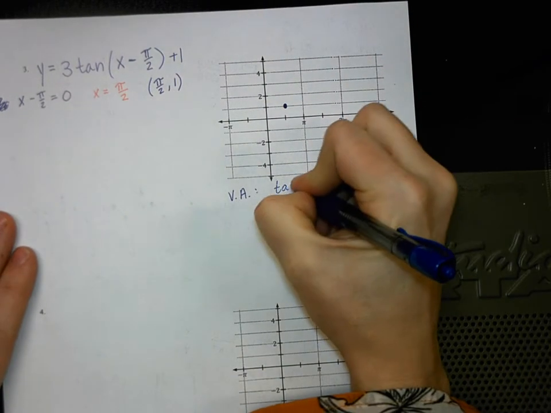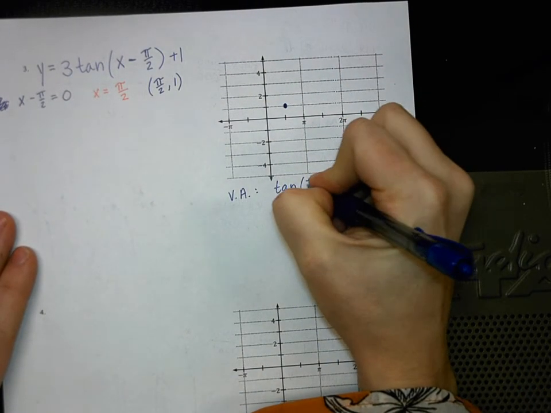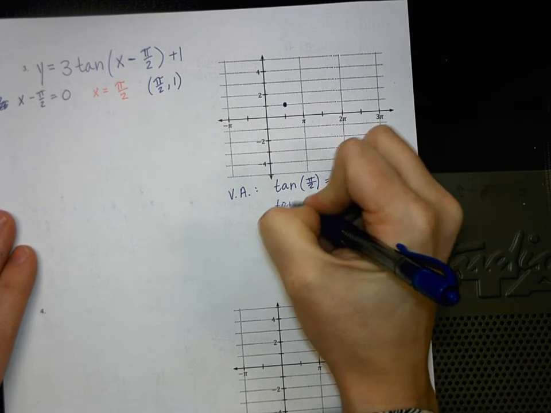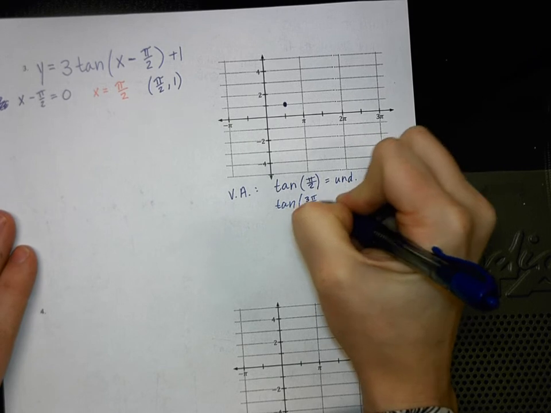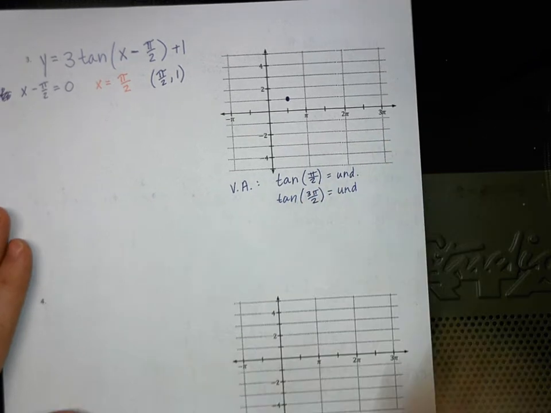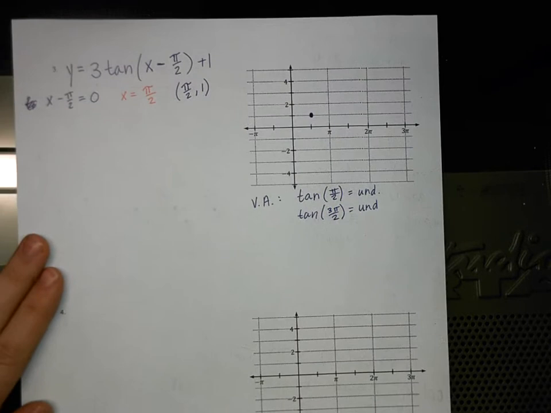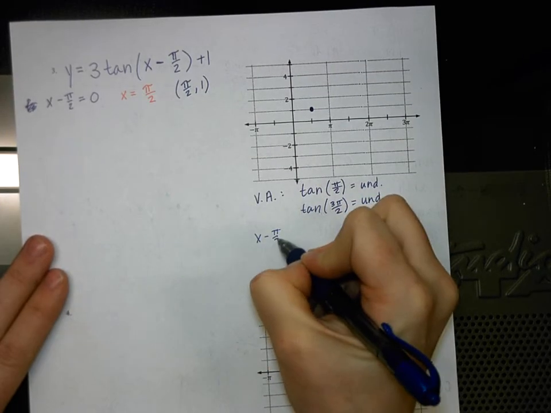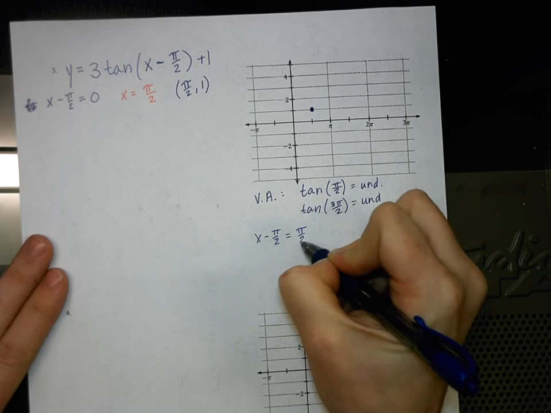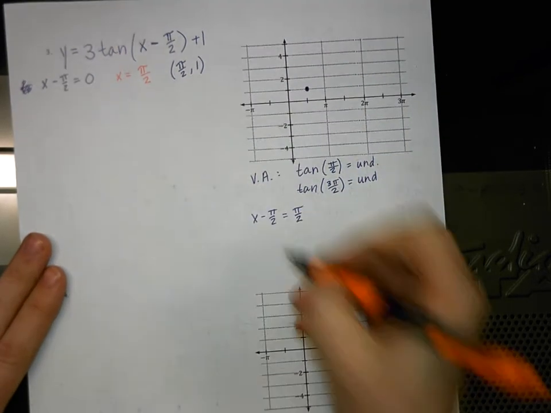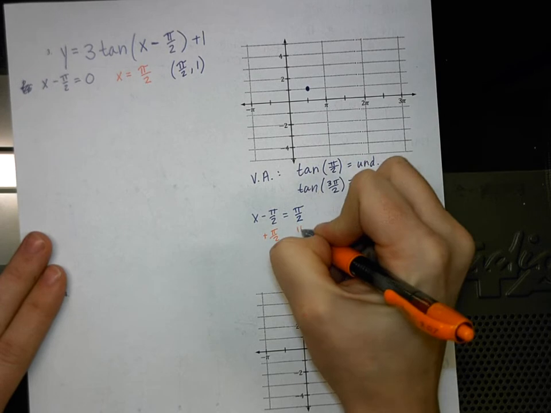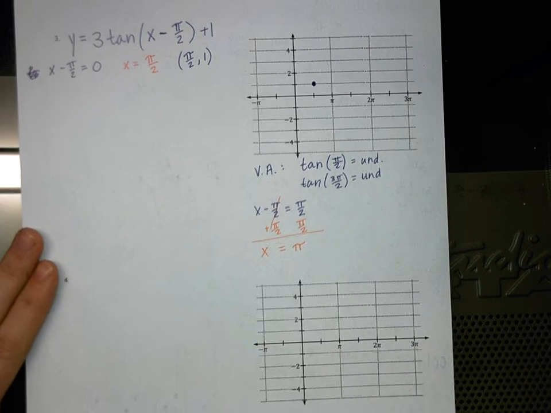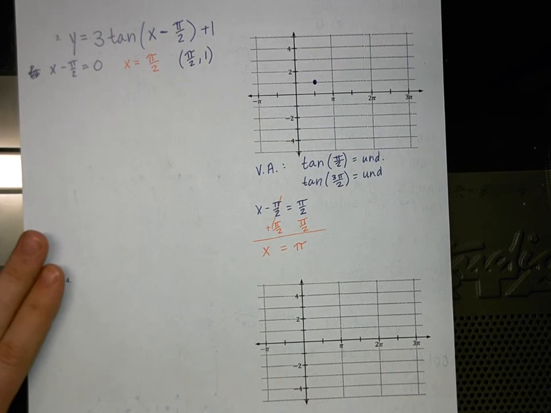So we know tangent of pi over 2 is undefined. And we know tangent of 3 pi over 2 is undefined, because they both make my denominator equal to 0. So let's set x minus pi over 2 equal to pi over 2. Add pi over 2 to the other side. What's pi over 2 plus pi over 2? Pi. It's 1/2 pi and 1/2 pi, which equals 1 pi.